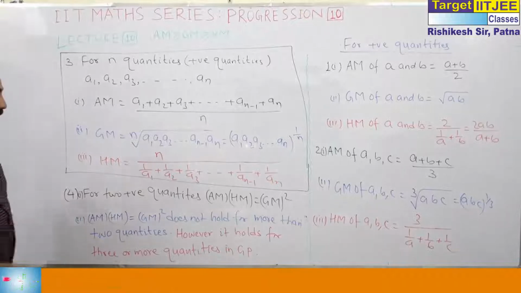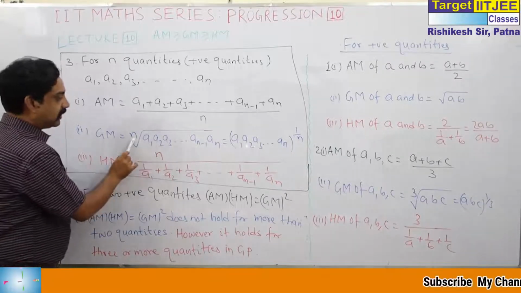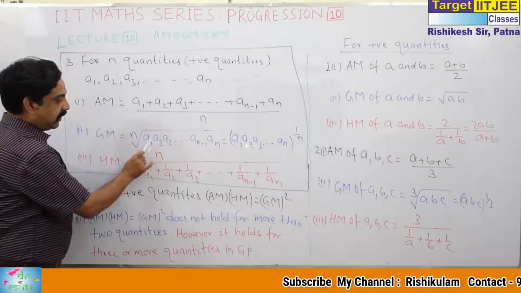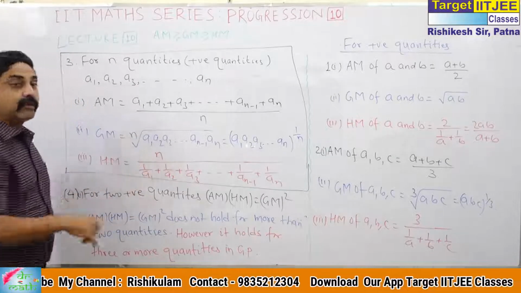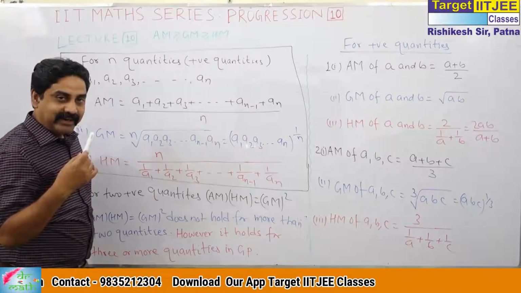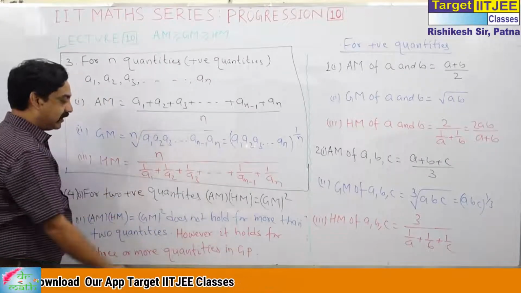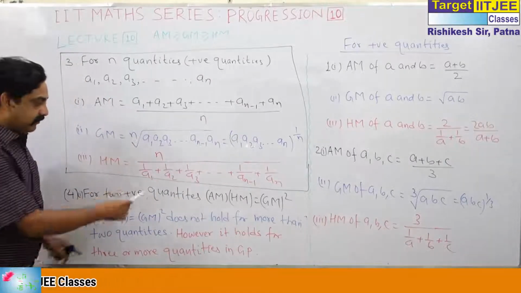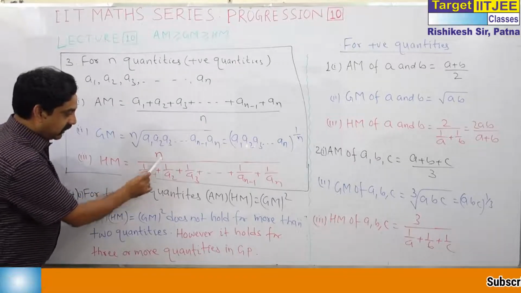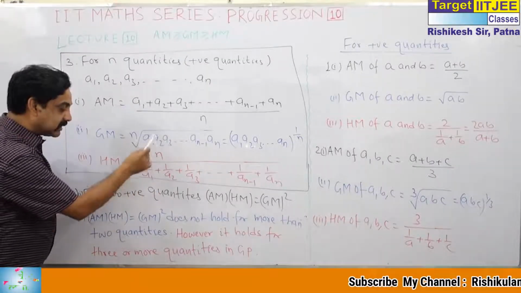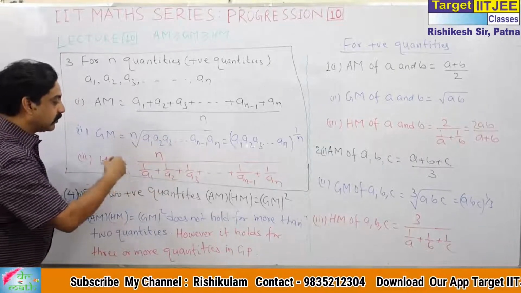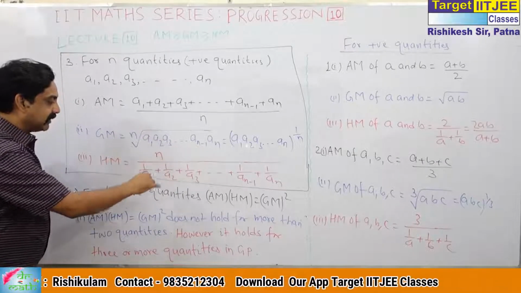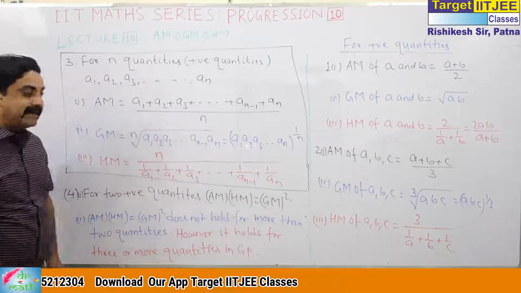Likewise in geometric mean, for 2 quantities we take the square root of a1 into a2, for 3 quantities the cube root of a1 into a2 into a3, for 4 quantities the 4th root of a1 into a2 into a3 into a4. And likewise in harmonic mean, for 2 quantities 2 by (1 by a1 plus 1 by a2), for 3 quantities 3 by (1 by a1 plus 1 by a2 plus 1 by a3), for 4 quantities 4 by (1 by a1 plus 1 by a2 plus 1 by a3 plus 1 by a4), and so on.